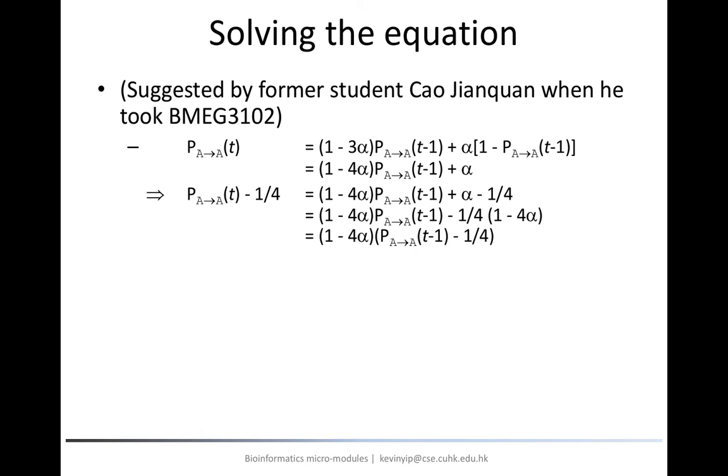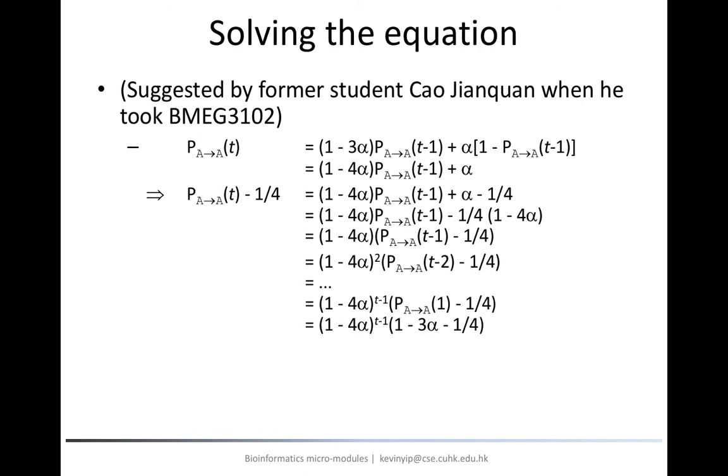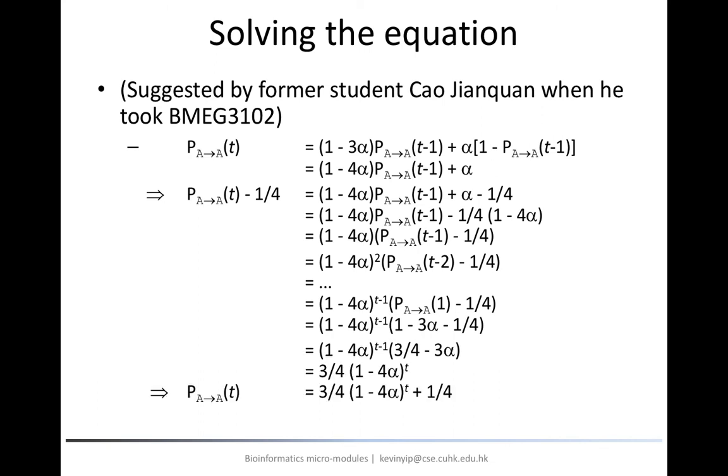This means we can keep replacing the time unit by 1 before if we multiply the formula by an extra 1 minus 4 alpha. By doing it again and again, finally, we reach time step 1, and we already have the formula for it, which is 1 minus 3 alpha. Finally, by simplifying the formula, we get the final solution that p A to A bracket t is equal to 3/4 times 1 minus 4 alpha to the power t plus 1/4. The value of this formula can be easily computed, even for a large value of t.